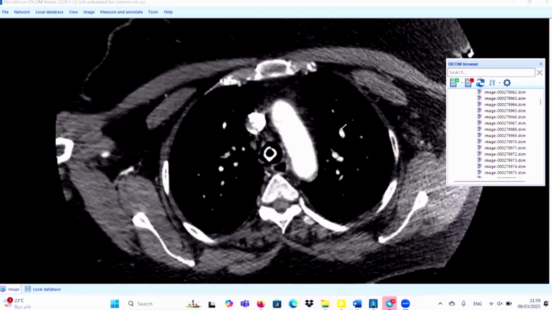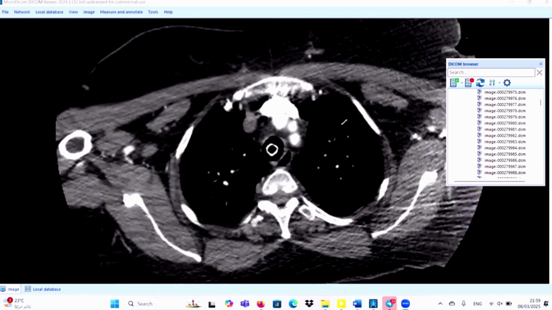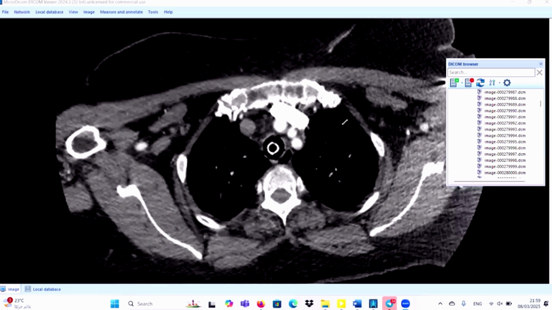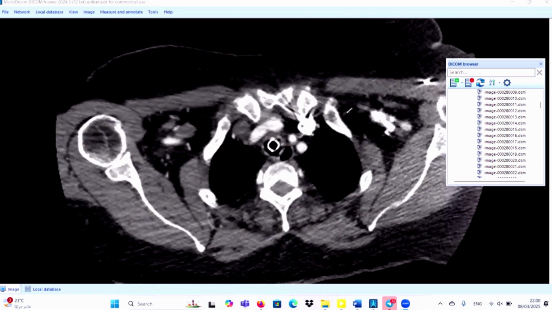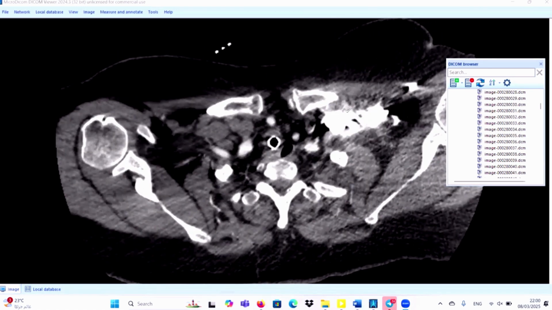We have here the aortic arch, and the aortic arch gives rise to 3 normal branches arising in normal order: left subclavian, left common carotid, and brachiocephalic artery. And this is the brachiocephalic vein. Here, the left common carotid artery. Let us focus on this artery.